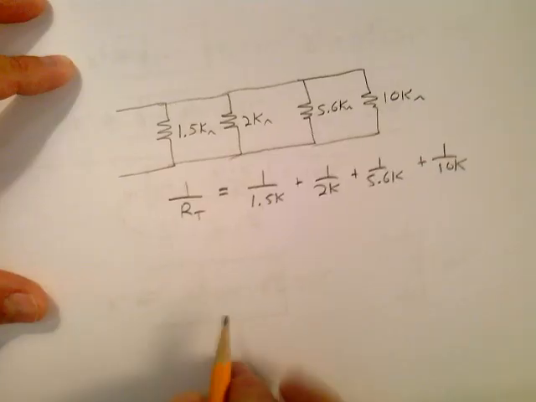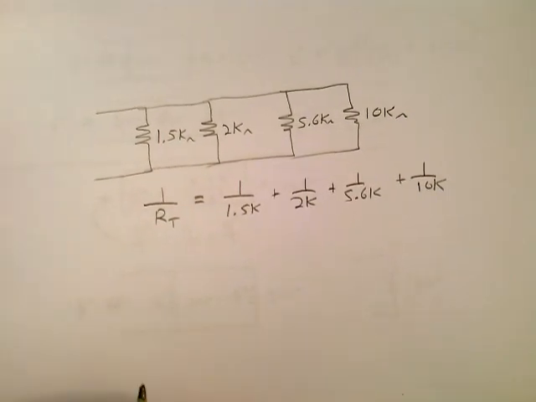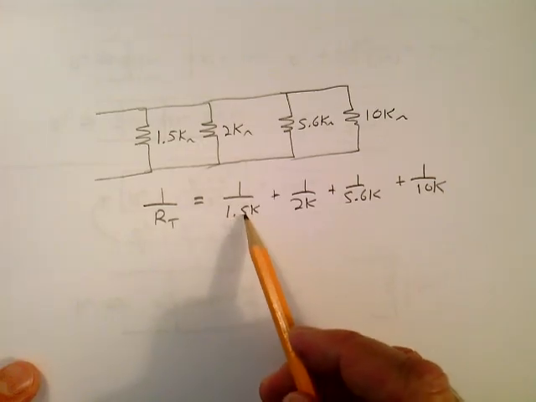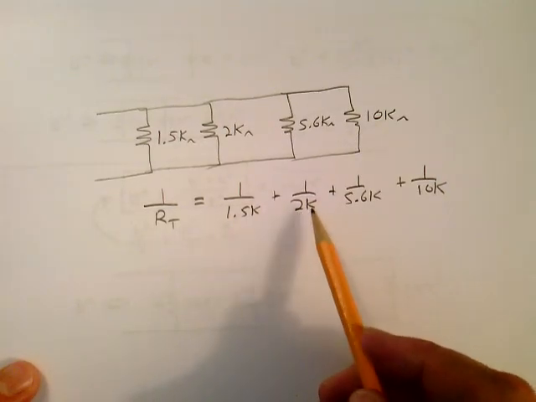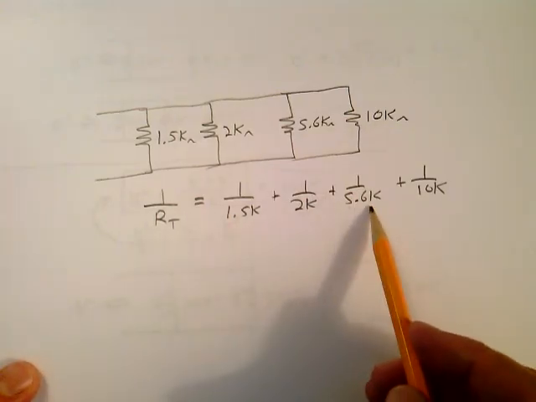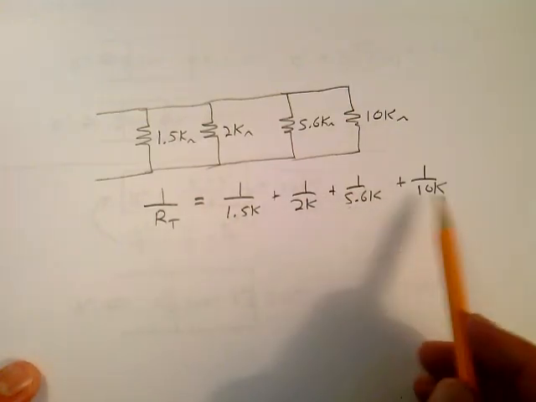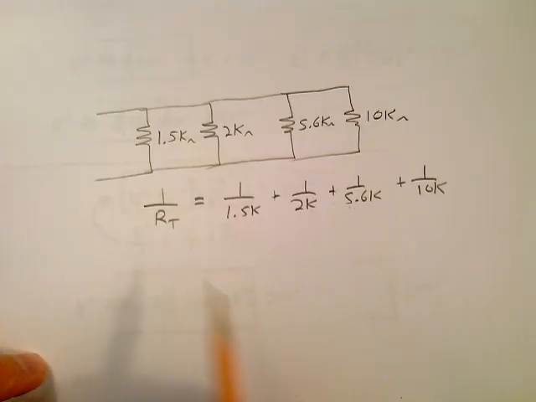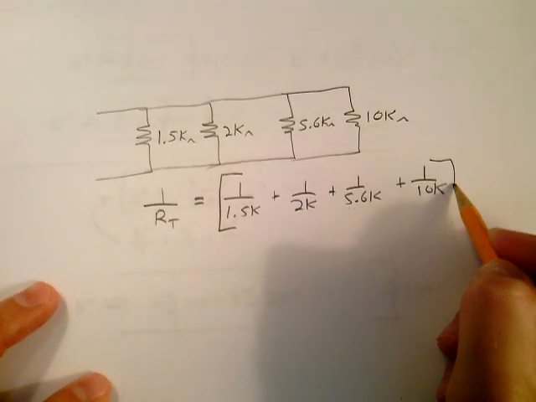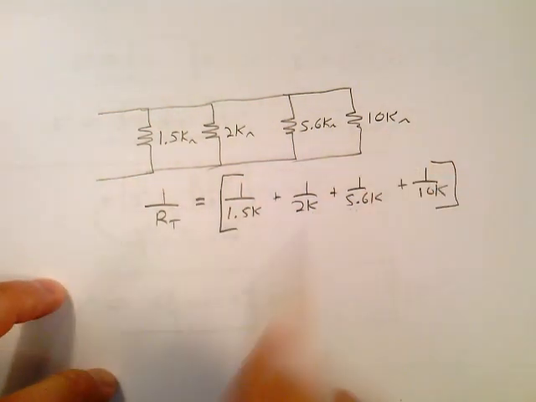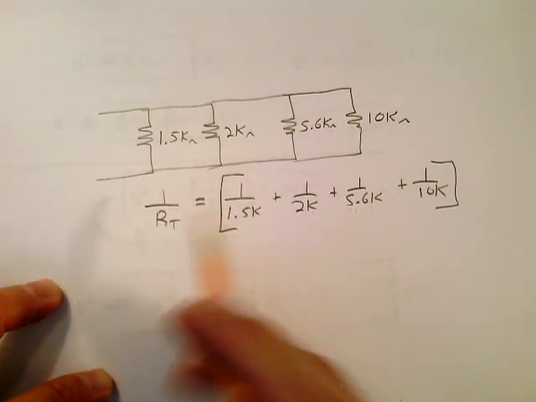This is the way I'd work it out. And what I'd do in my calculator is I would put 1.5 times 10 to the third, and I would invert it, plus 2 times 10 to the third and invert it, plus 5.6 times 10 to the third inverted, plus 10k times 10 to the third inverted, and invert the whole thing. And you're going to get RT.